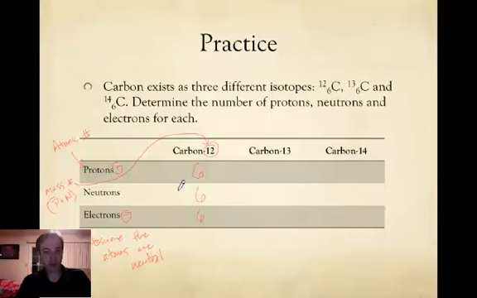Alright, so what I'd like you to do is take a look at carbon-13 and carbon-14. I'd like you to determine these numbers on your own, and then come back and check how I did it. So pause the video and try it out.